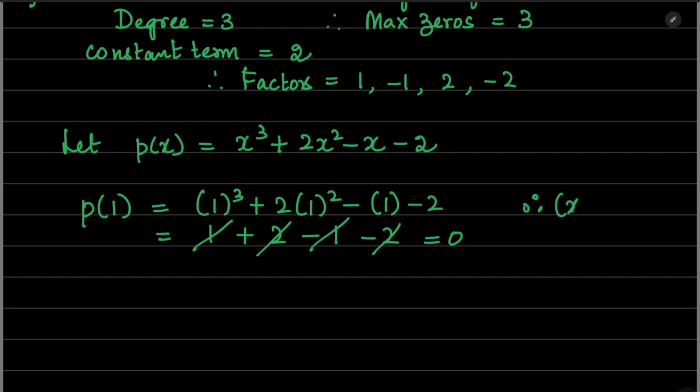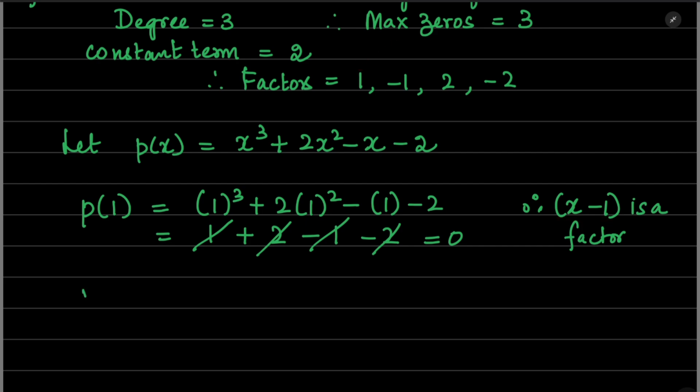Therefore x minus a, that is x minus 1, is one of the factors. Always remember, if you are getting a particular number a as a zero, then a is a factor, and you will write it as x minus a. So 1 is a zero, so I wrote x minus 1 as one of the factors. So this is done, 1 is done.